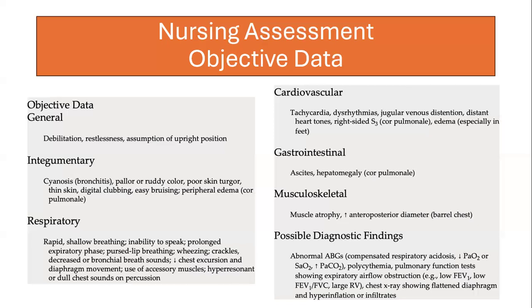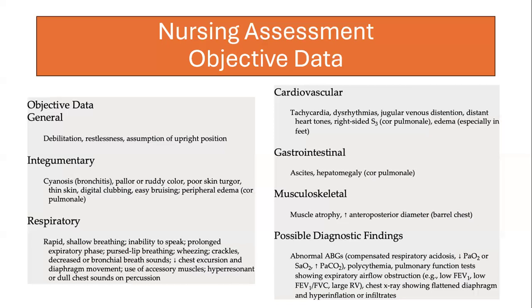For gastrointestinal, you can look for ascites, hepatomegaly as the sign of cor pulmonale or the complication. For the musculoskeletal, look for muscle atrophy and also maybe barrel chest. And also the last one, you can gain objective data through the possible diagnostic findings from the laboratory checking.